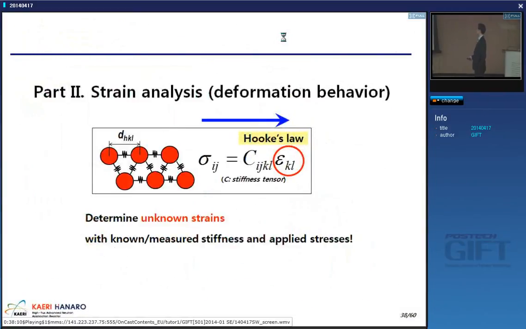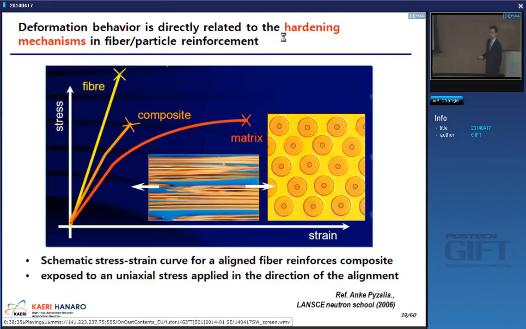And the second part is strain analysis. Last time, you remember, we measured strain and then calculated the stress. But this time, we measure stress and then we can see the strain, okay? Go the other way. So that is used for deformation behavior analysis. What is deformation behavior?